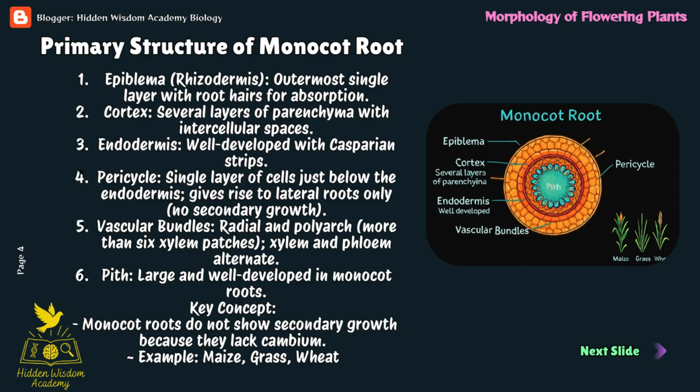The vascular bundles are radial and polyarch, meaning many xylem and phloem patches arranged alternately. The pith is large and well developed. The main difference from dicots is the absence of secondary growth in monocot roots. Examples are maize, grass, or wheat.